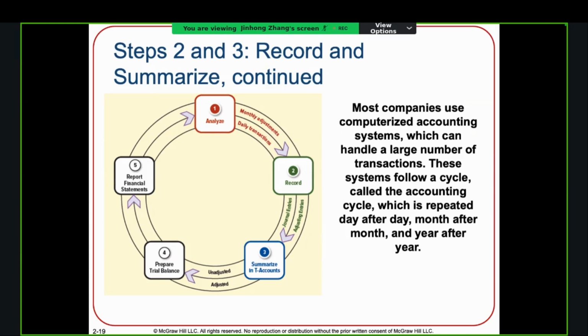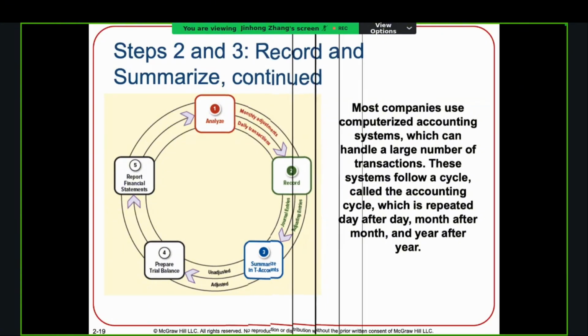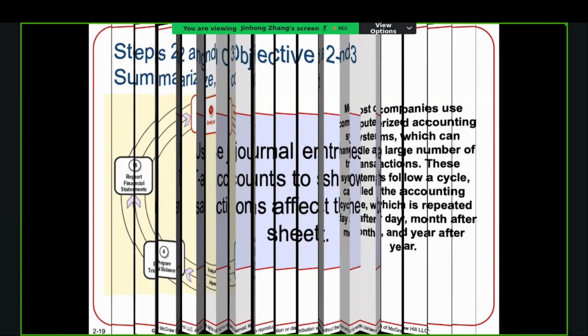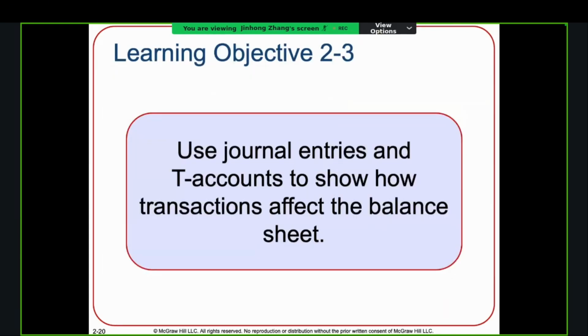And then you can categorize. Some of them are assets, liability and equity, which go to the balance sheet, and some of them belong to income and expense, which go to the income statement. That's it. So this is using journal entries and T accounts to show how a transaction affects the balance sheet. So that's what I was talking about.